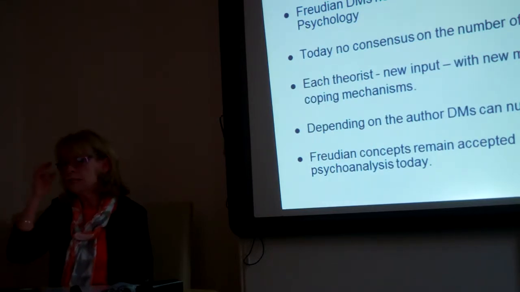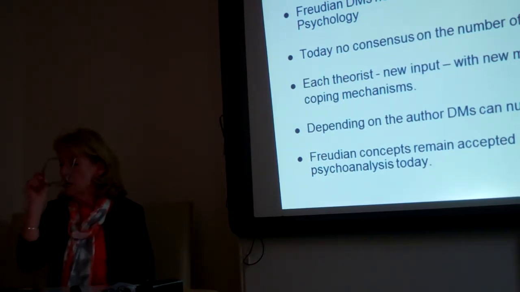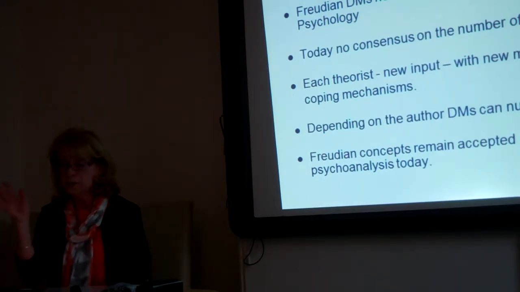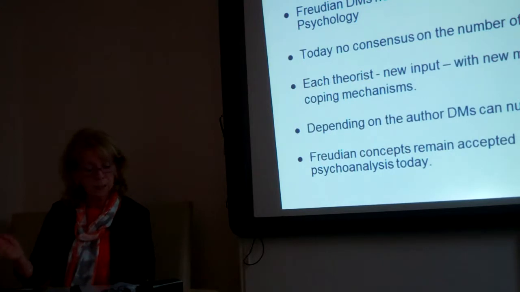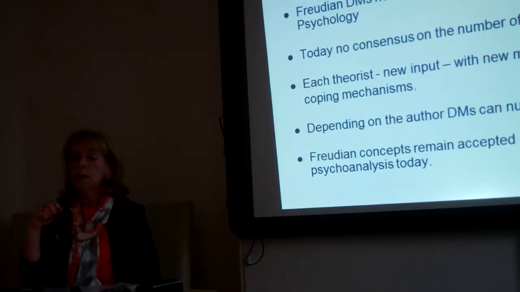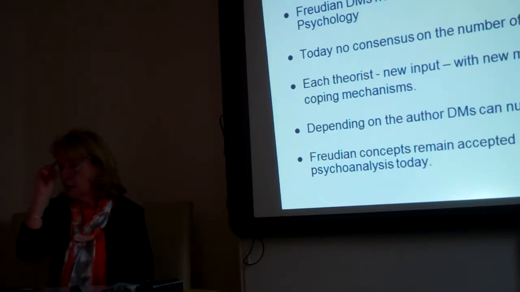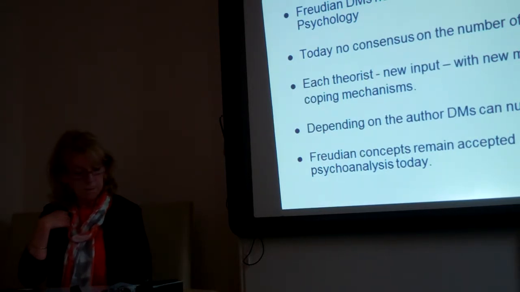The point is now that the classical Freudian defence mechanisms have become completely mingled with modern cognitive psychology, and today there really is absolutely no consensus on the number of defence mechanisms. Each theorist has brought something new: Klein, Sullivan, Winnicott, Bowlby, Erikson, and of course the immediate post-Freudians, Adler, Fromm, and Horney. They all changed the name, came at it with a slightly different angle. Depending on the author these days, especially on the net, defence mechanisms can range anywhere from 8 to 45. Don't ask me what the 45 are, I don't know. But Freudian concepts pretty much do remain respected precepts of psychoanalysis today, which is good for us.